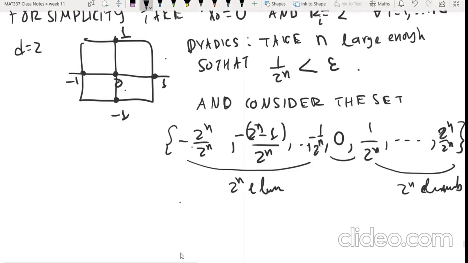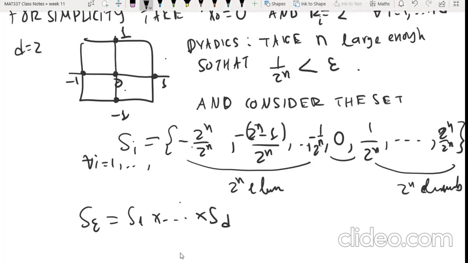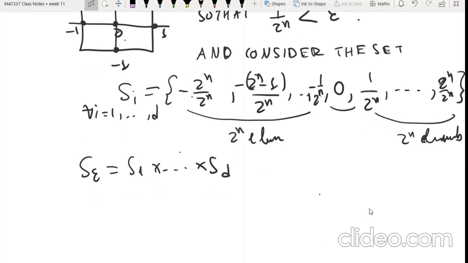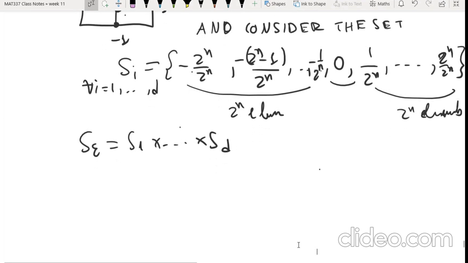So this is for one coordinate, and then for S epsilon, just take the same set in each coordinate. Any questions? Sorry, what is dyadics? So this is what I defined. Is that an old question? Yeah, okay. So here we define it. So these are the dyadics. N-scale dyadics are these guys. Is that okay, Tongfei? All right.